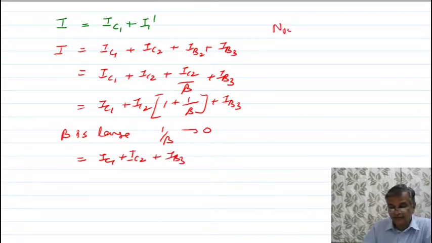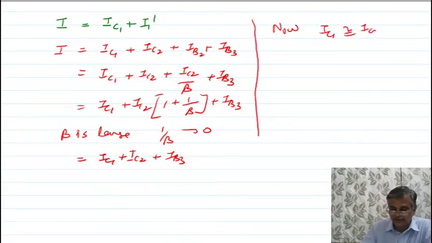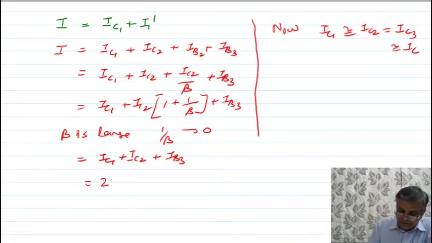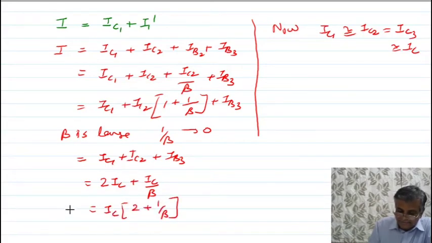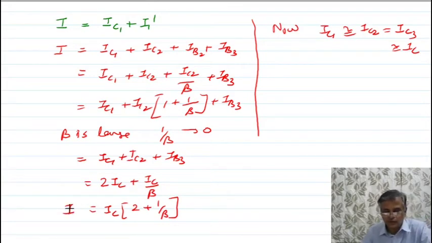Now listen, due to mirror effect I am writing IC1 is nearly equal to IC2 is equal to, let me say, IC. IC3 is nearly equal to IC. So this is 2IC plus IC by beta. So IC into bracket 2 plus 1 upon beta. You can take everything from the beginning, but I am thinking like this because the book which you are referring, this is the method they have given, so you can do it directly.